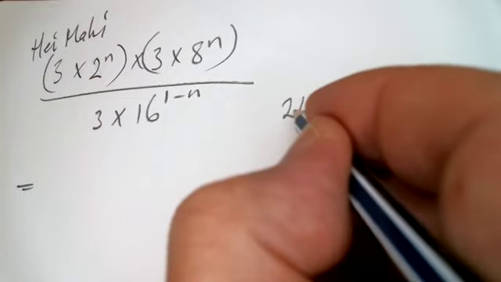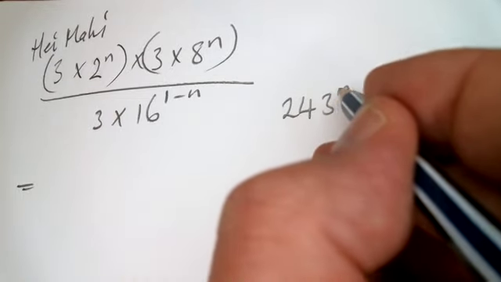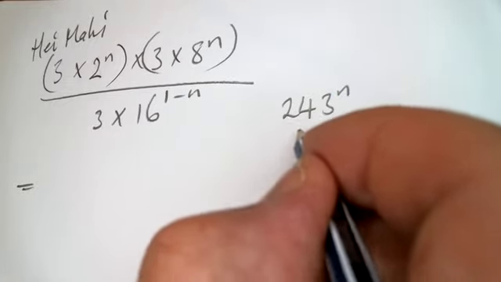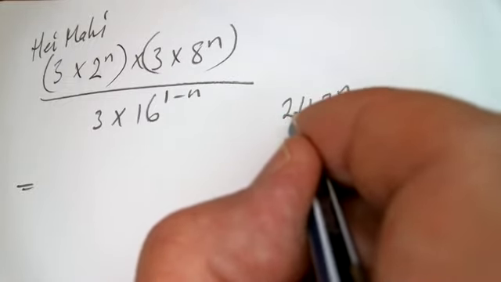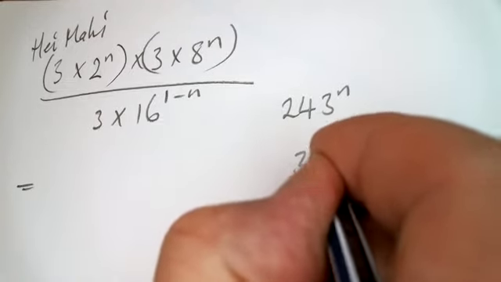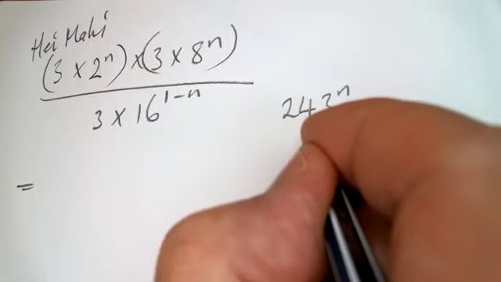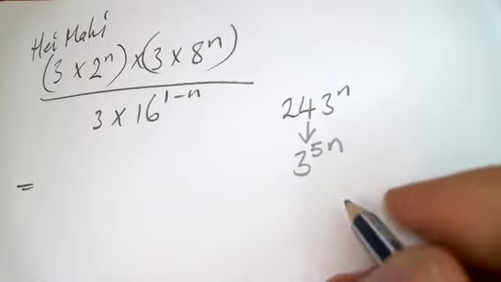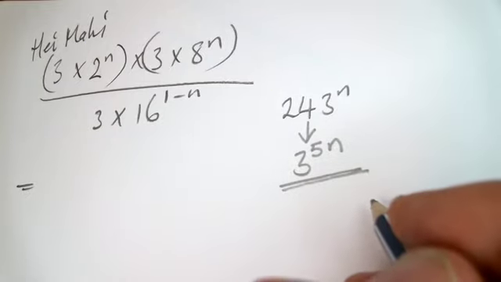What we want, if we want to make this all to the power of 3, and this is looking back at the other Hei Mahi, it's worth noting that if we make that powers of 3, 243 is actually 3 to the power of 5. So if I replace that there with 3 to the power of 5, I still put the n next to it, and that's how I get 3 to the 5n.